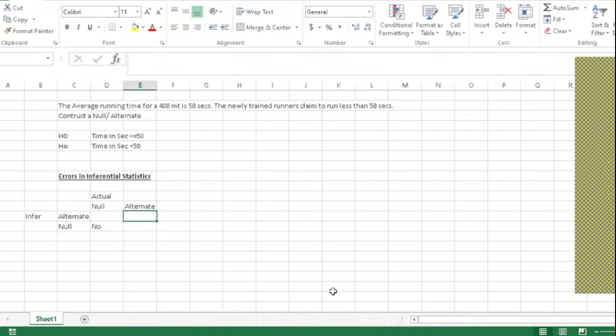Similarly, if the actual situation is that there is a change and my samples also indicated that there is a change, did I make an error here? Actually there is a change and my samples also indicated a change. So did I make an error here? No. Again, no. So where are the errors made?